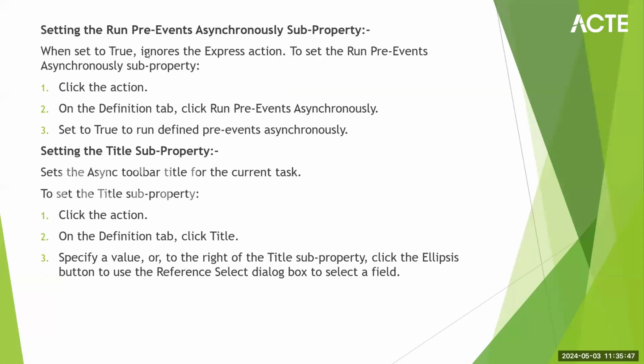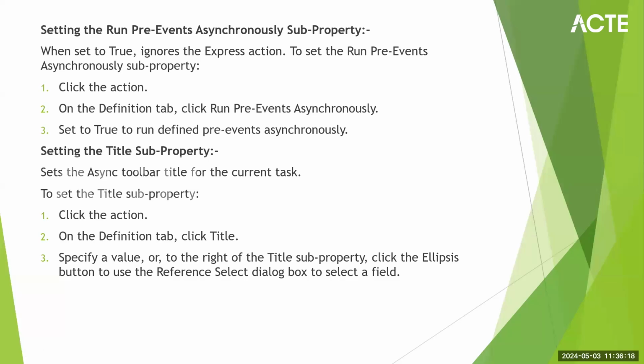Setting the run pre-event asynchronous property. When you set it to true, it will ignore the express action. Ignore in the sense that it will not run. That will not be executed. How do you do it? Click on the action definition tab, click run pre-event asynchronously, and set to true to run the pre-event asynchronously.